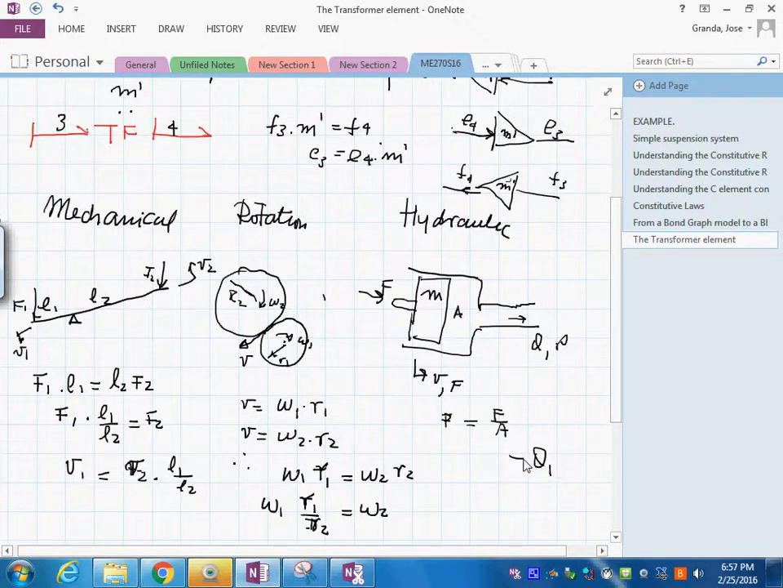So that is the way we will figure this out, and then you have the pressure multiplied by the area is the force. So that's how you have transformers in different energy domains.